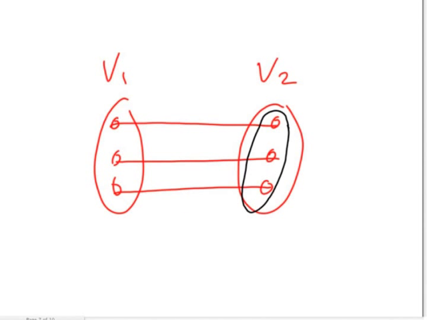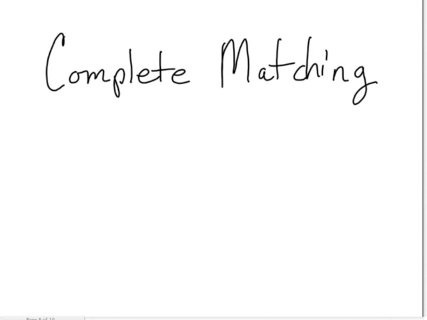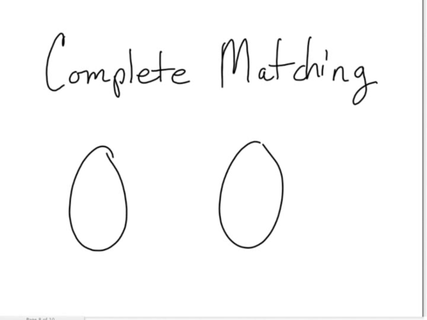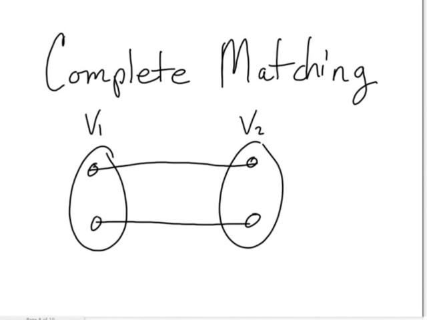The other point I wanted to cover before we started the theorem was complete matching. So going back to our two sets, V1 and V2, each of them have their own vertices. We can say that this bipartite graph has a complete matching if every vertex in V1 has a neighbor inside V2.